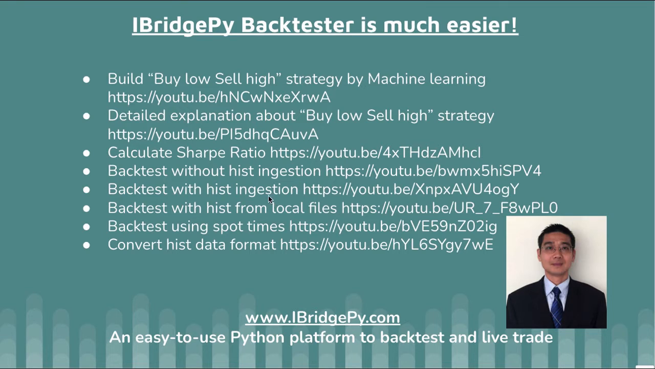Then you can download historical data from any third-party data provider, save it to a local file, then load the local file and supply it to the backtester. You can refer to this tutorial. To speed up the backtest, you can designate the spot times to backtest. You can refer to this tutorial. This technique will make the backtesting very fast. Sometimes you may need to convert historical data format from, for example, epoch seconds to datetime. And we have a tutorial to introduce how to convert datetime to epoch and vice versa.